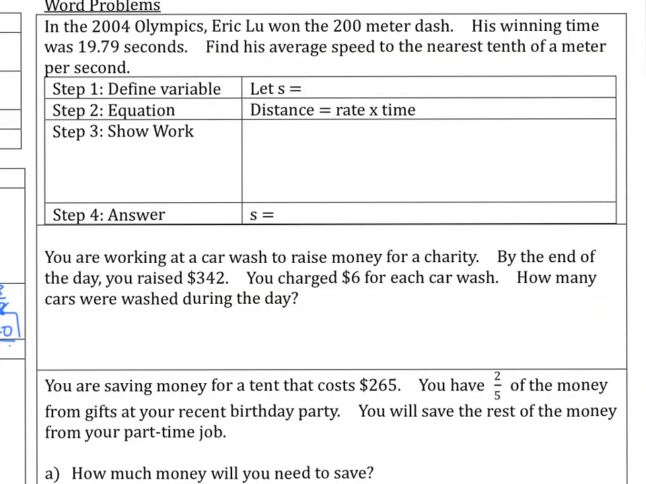Word problems. In the 2004 Olympics, Eric won the 200-meter dash. His winning time was 19.79, or 7/900ths. Find his average speed to the nearest tenth of a meter per second. Okay, step 1, let's define the variable. What are we looking for? We are looking for the average speed.